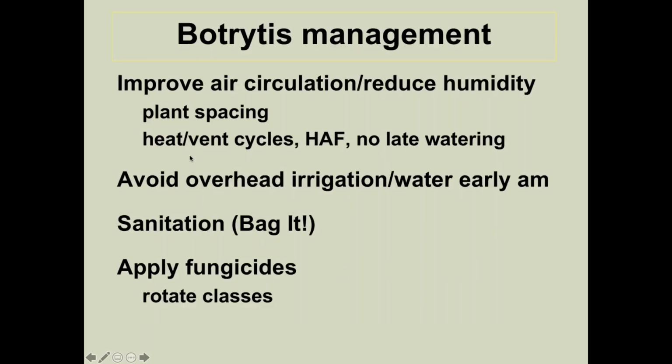Okay, so the management. One of the keys to managing Botrytis is to improve air circulation to reduce relative humidity. Plant spacing early on in the season really helps. I realize that as we get into around Mother's Day or into April, early May, plant spacing can be an issue, but certainly reduced air circulation and increased humidity favor the development of Botrytis and powdery mildew. You'll see in just a moment.